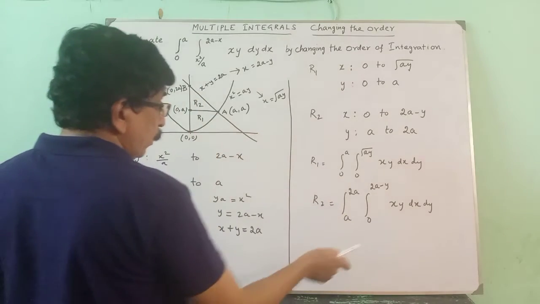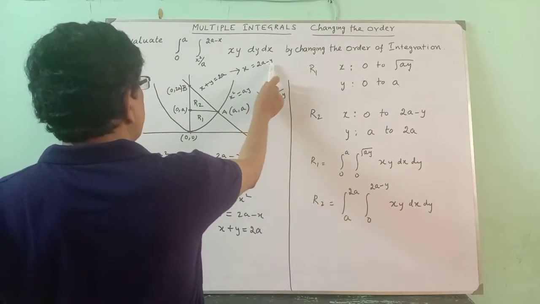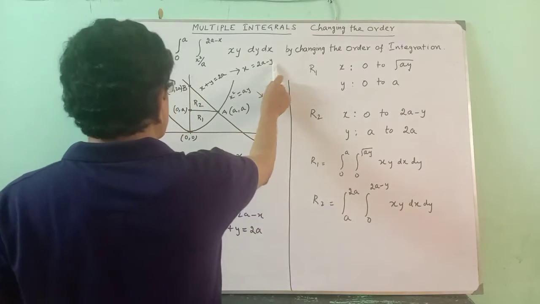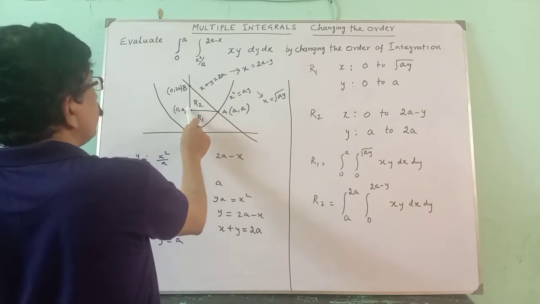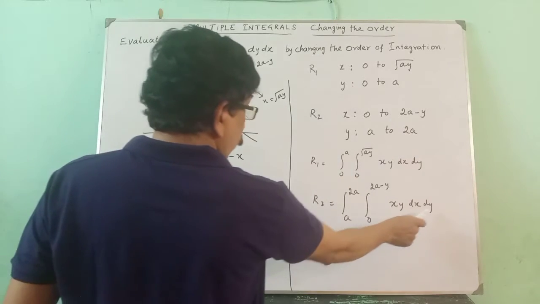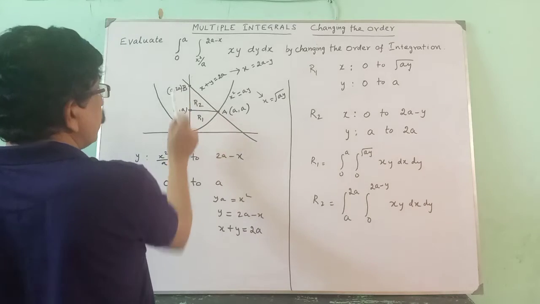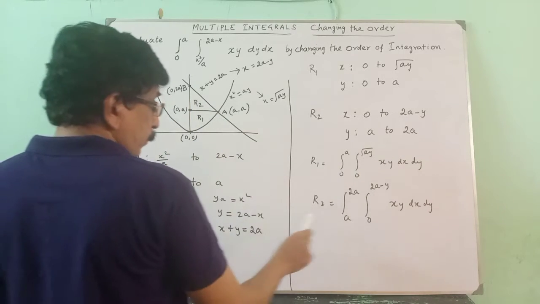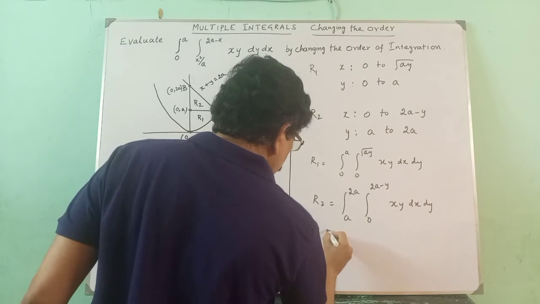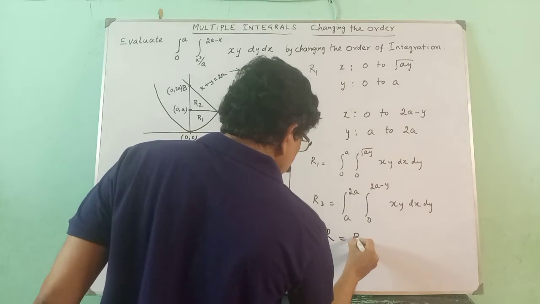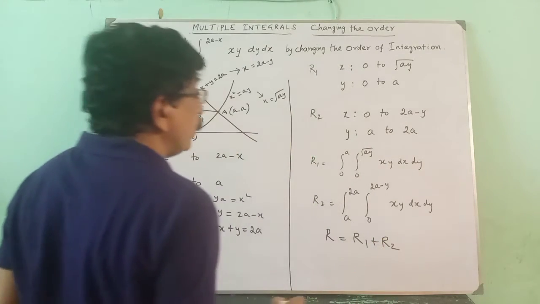In the second region, the x limit is 0 to 2a minus y, and the y limit is a to 2a. First region, second region. Combine the two regions, R1 plus R2.